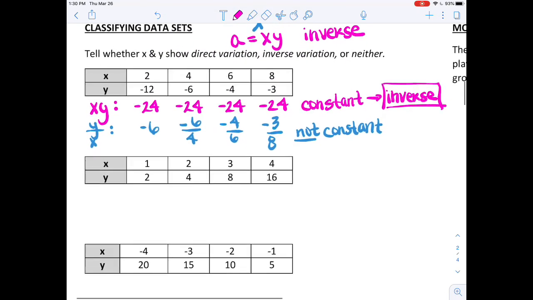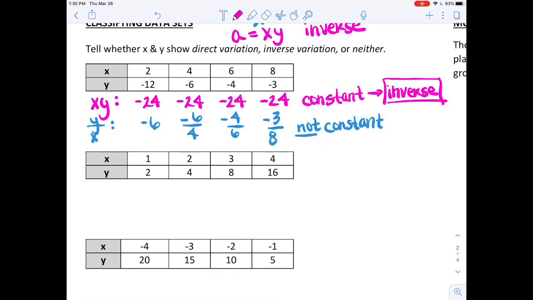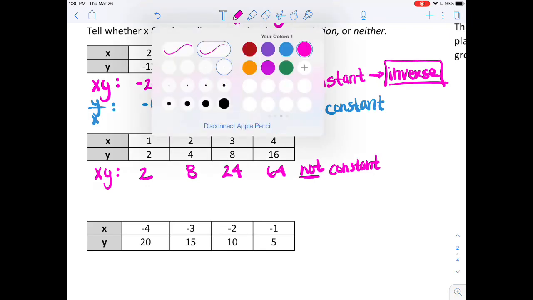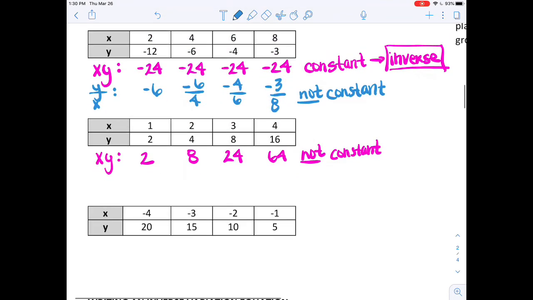All right, let's do the same thing on this next one. So I will first do the product, which would tell me if we might have inverse variation. So 1 times 2 is 2. 2 times 4, 8. 3 times 8, 24, and 4 times 16, 64. This is not constant. So that means we don't have inverse variation. We cannot assume, though, that we have direct variation just because we don't have inverse. We need to check it and see.